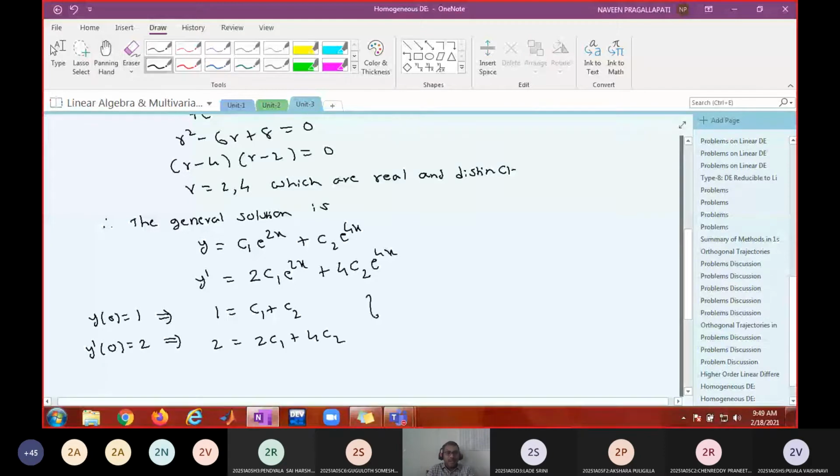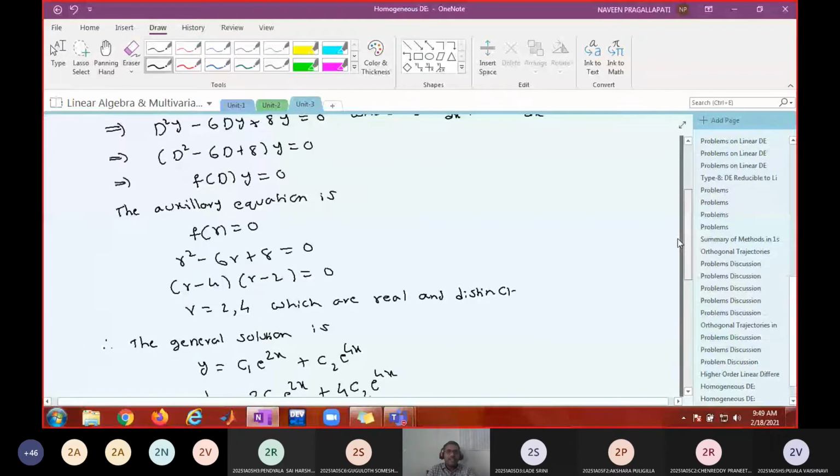Now can you solve the system of linear equations and find out c1 and c2? Can you please tell me what are c1 and c2? c1 is 1 and c2 is 0. Yes, c1 is 1 and c2 is 0. So substitute 1 and 0 in the solution. What is the general solution?